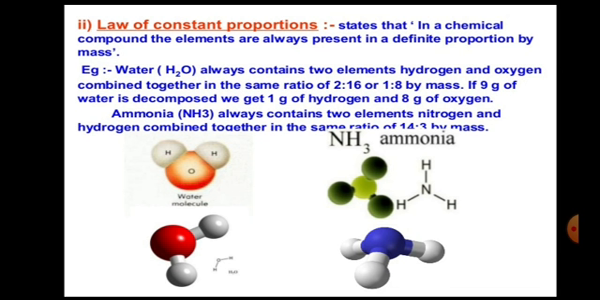Not only water but also ammonia, with the molecular formula NH3, always contains the two elements nitrogen and hydrogen combined together in the same ratio, that is 14:3 by mass. See, this is a molecular formula. In the water molecule, oxygen combines with two atoms of hydrogen, that is H2O. Here is ammonia with its molecular formula, and I have also taken the pictures of the atoms. Let us concentrate on this. These are the examples that show the law of constant proportion.